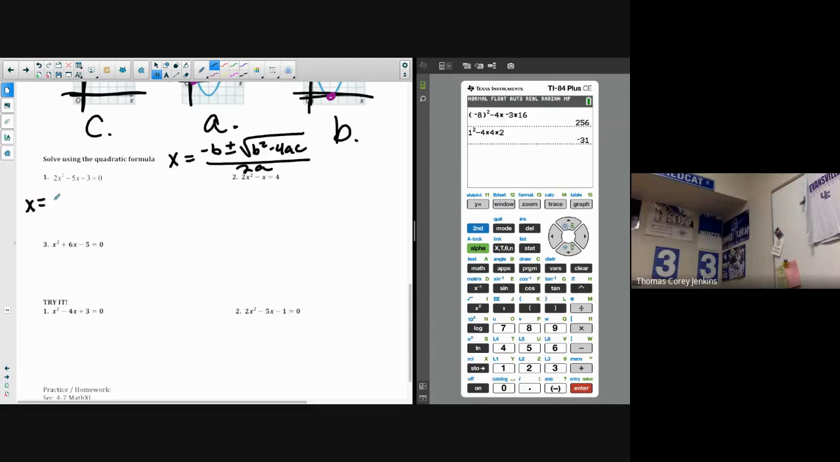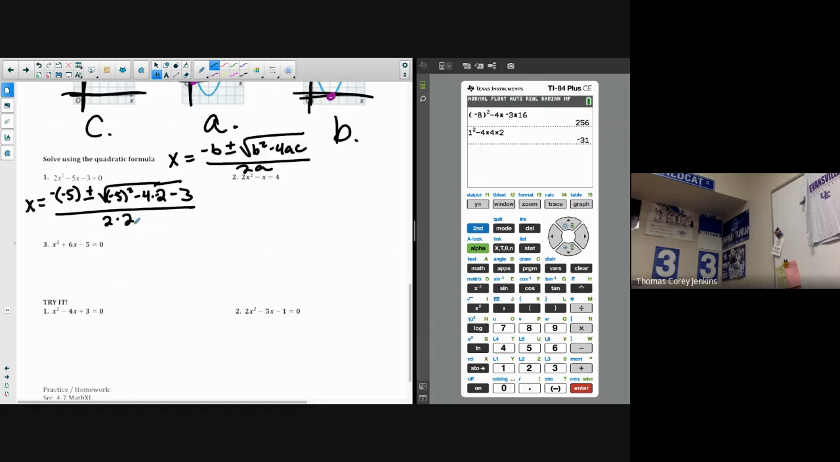So x equals negative 5 plus or minus the square root of b squared, so negative 5 squared, minus 4 times 2 times negative 3. All that is divided by 2 times a, so 2 times 2. Got to get used to what's a, b, and c.